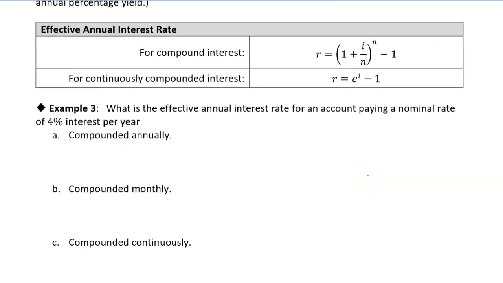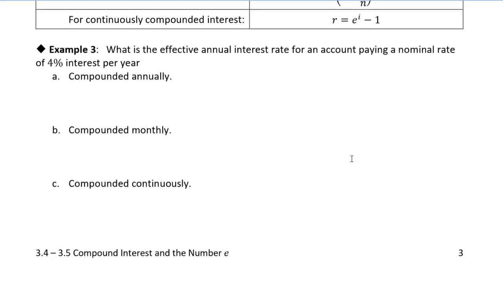All right, so let's see how we can figure this out. I am actually not going to use these formulas. I'm going to find the growth factor, and from that I can just subtract 1 and find the growth rate, which is the same as the effective annual interest rate.